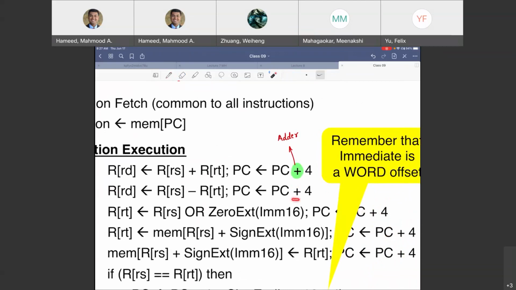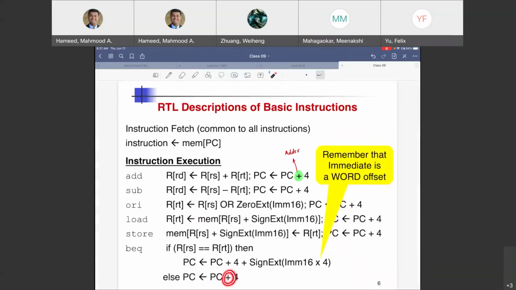So I can use the same adder to do all of these things, right? Yes, and here as well. So whenever you need to do PC equals PC plus 4, and it looks like I need to do that for every instruction, I will use an adder which has two inputs, the current PC and 4, right? And I'm going to just leave that adder as is. I'm not going to use it for anything else.